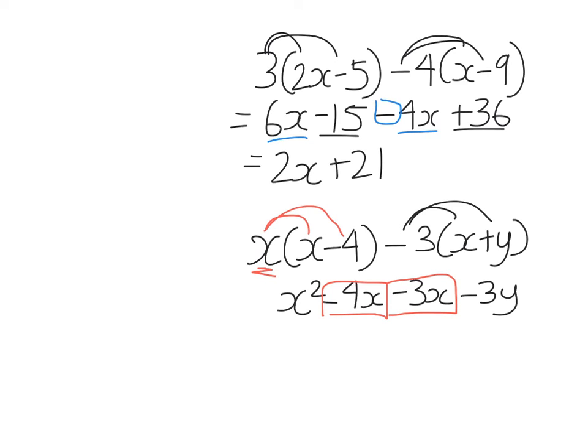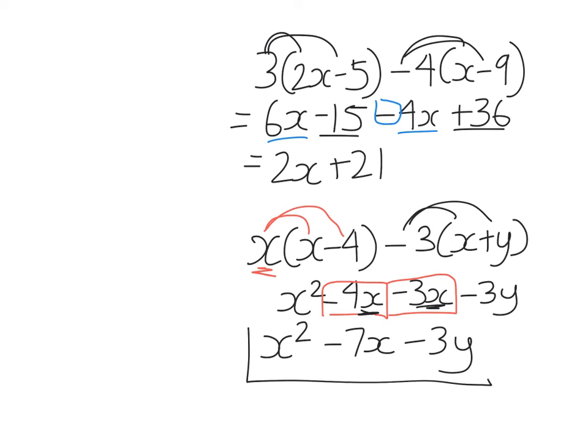X squared is not a like term. X squared has 2 x's, this one and this one only have 1 x. So minus 4x minus 3x is minus 7x minus 3y. The 3y has no like terms. This is as simple as the expression can get, and we're done.